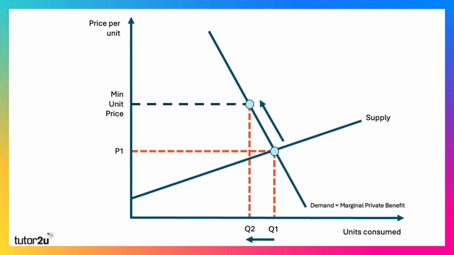Interesting question. Now, with a minimum price on energy drinks, what we're trying to do here is raise the price above the normal equilibrium. So it has to be above P1, and hopefully, if the demand curve is the marginal private benefit curve, if prices are higher at retail level, there will be a contraction up the demand curve. There will be a fall in consumption. Now, of course, that is key. We're not trying to increase supply here.